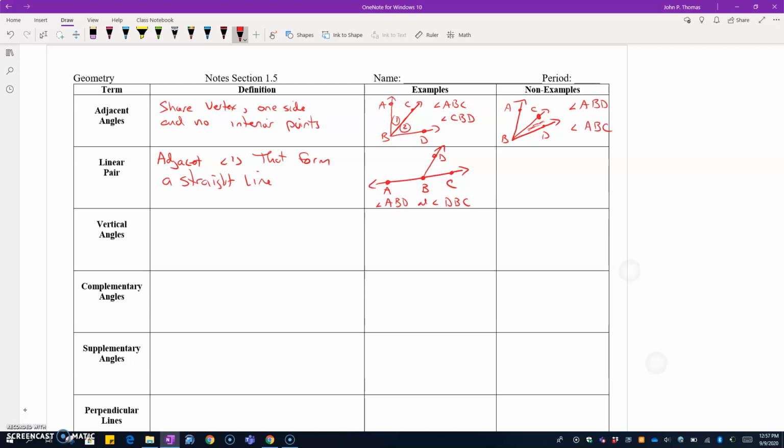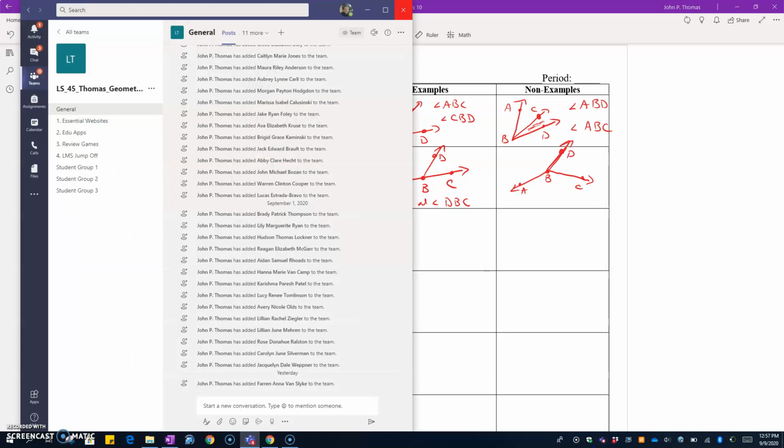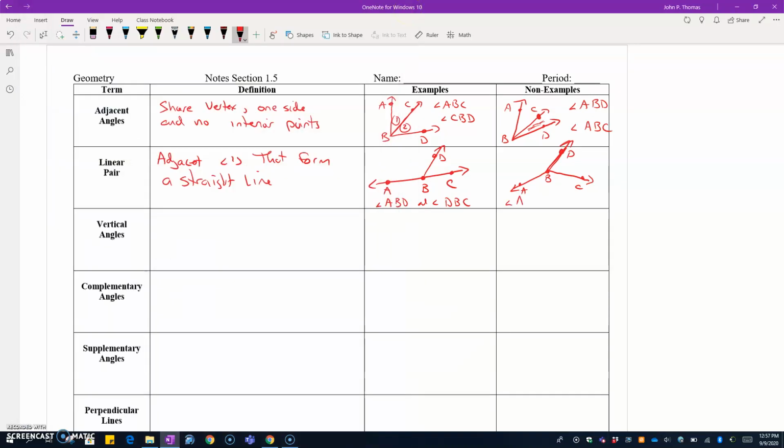So a counterexample would be something like if that one side was not a straight line. So if I had A, B, C, like in this picture, and then I broke them here with ray BD, now angle ABD and angle DBC are not a linear pair, so they would be a counterexample. So again, example, counterexample.